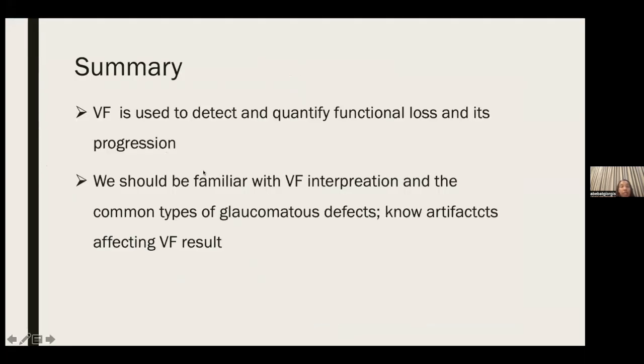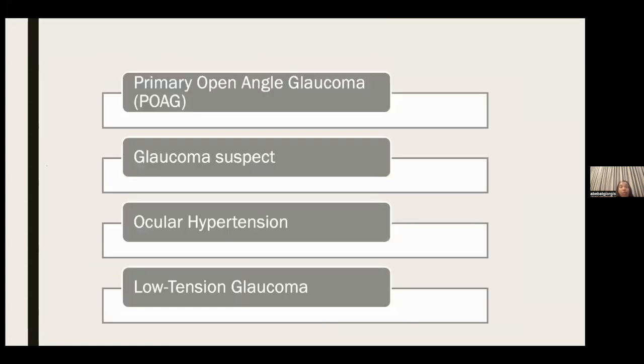So in summary, visual field is used to detect and quantify functional loss and its progression, and we should be familiar with visual field interpretation and the common types of glaucoma defect, and we should know artifacts affecting the visual field result. So coming to the third chapter, which includes primary open-angle glaucoma, glaucoma suspect, ocular hypertension, and low-tension glaucoma.